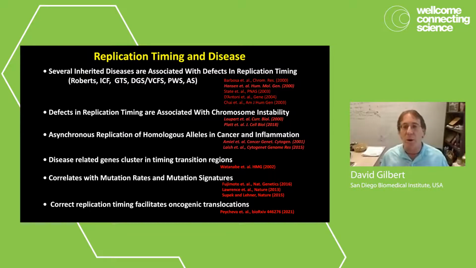Okay, so what about disease? Part of the title of this meeting. So there have been many anecdotal correlations between replication timing and different genetically inherited diseases and disease-related phenomena like chromosome instability, also cancer and inflammation. And in one paper, it was found that disease genes in general seem to cluster in those timing transition regions between domains.